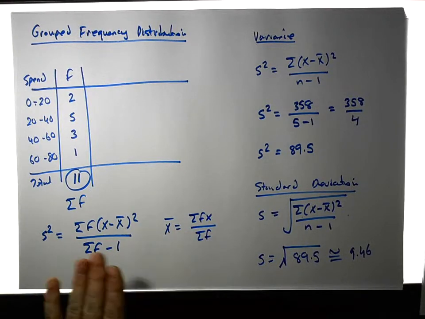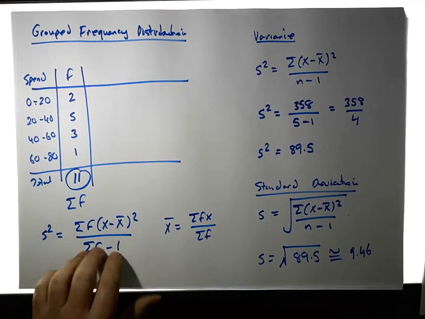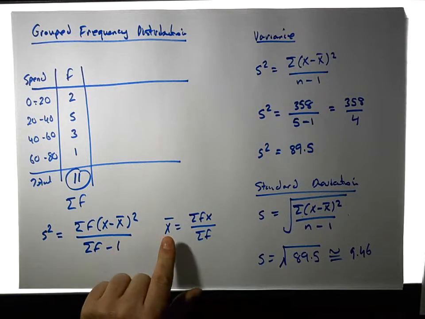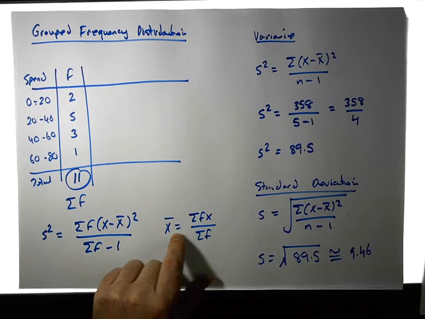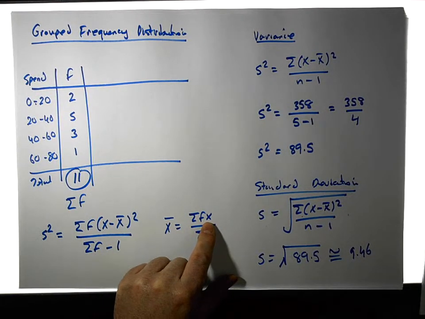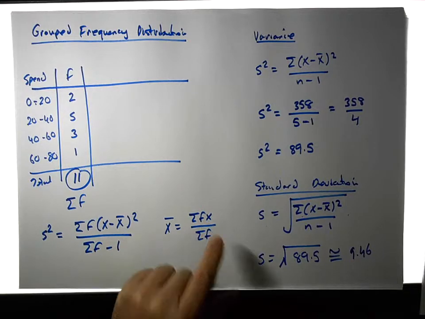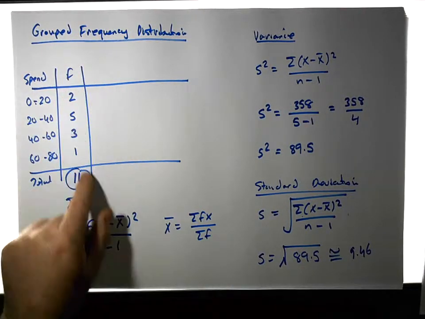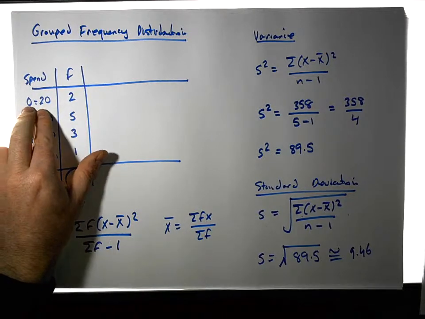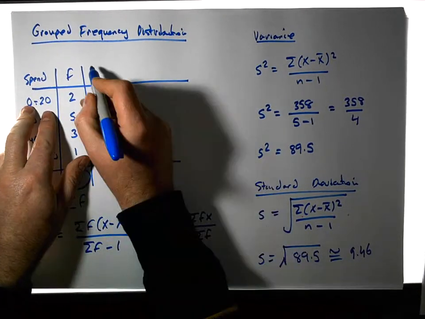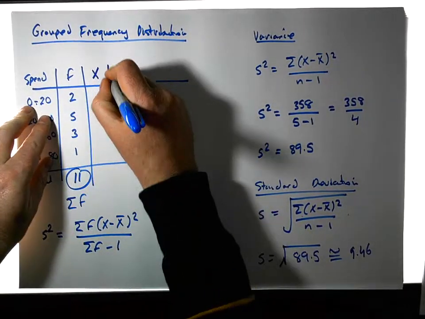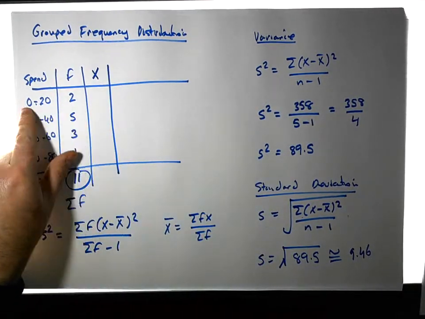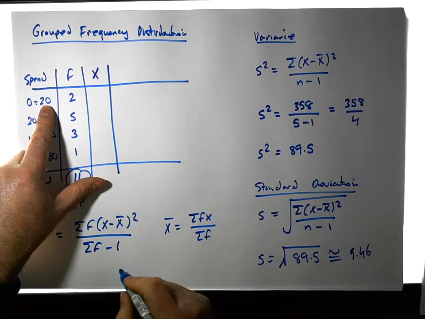So before we can calculate the variance, we need to calculate X bar. And to calculate X bar, we need to have frequencies and X's, observations. We have the frequencies, but we don't have the actual observations. We have the intervals. So what we'll do is we'll choose the observations ourselves. Okay, we'll select the midpoints of the classes.